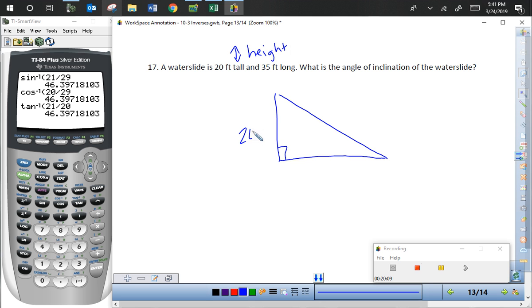So that's our 20 foot over here. And then it says the slide itself is 35. So that's where you would actually be sliding on this thing. Okay, so that's our hypotenuse.